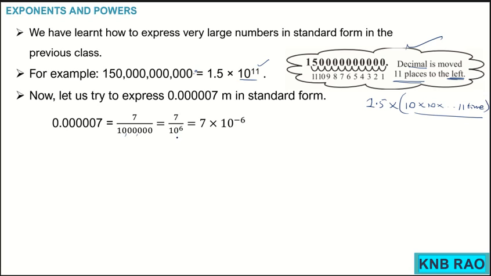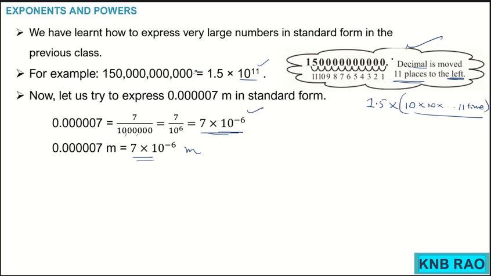So 7 upon 10 power 6, where this 10 power 6, using earlier knowledge, can be taken to the numerator with a negative power. So 7 into 10 power minus 6. Is this in standard form now? Yes. So we can now write 0.507 meter as 7 into 10 power minus 6 meter. So this is the standard form of representing a very small number. The reason for doing this I explained, but is there any shortcut like this?